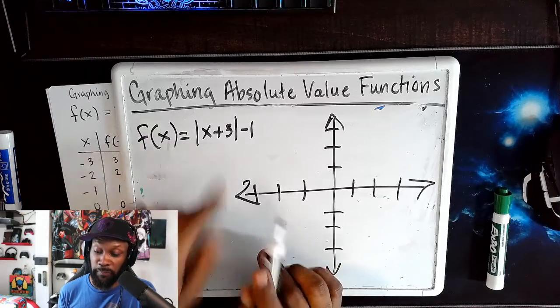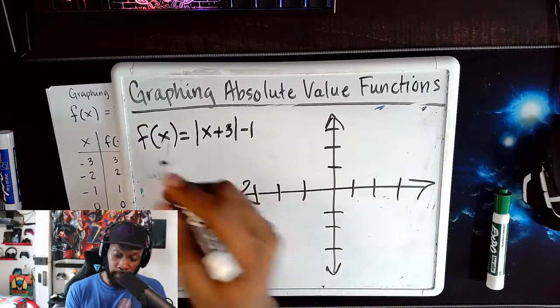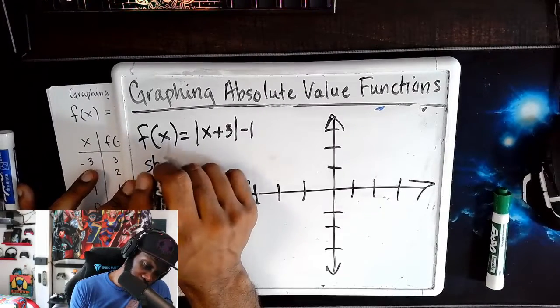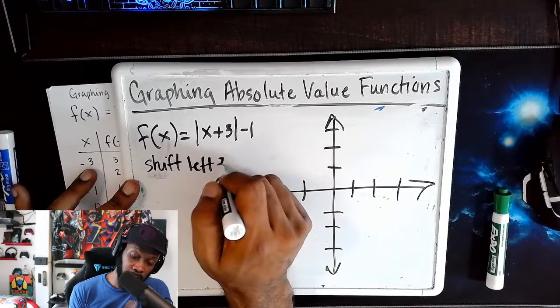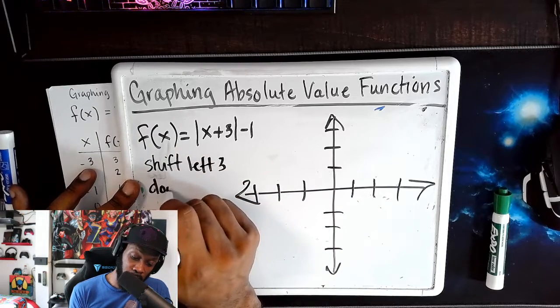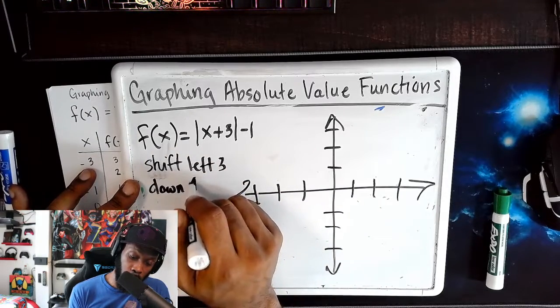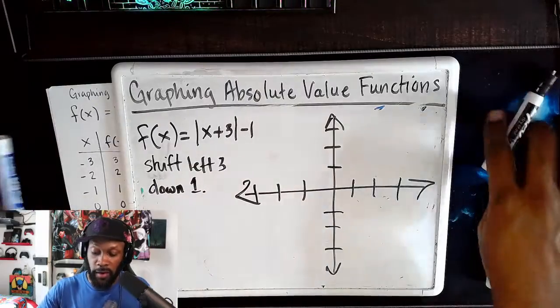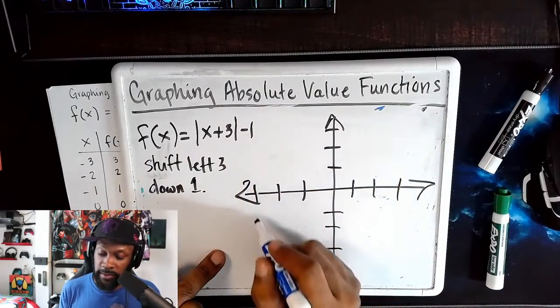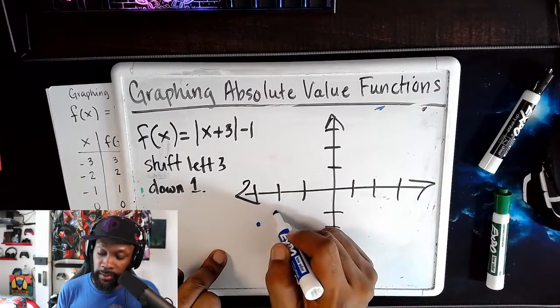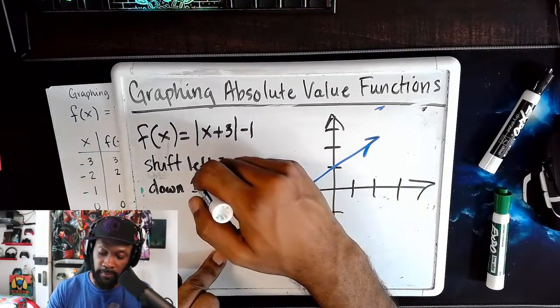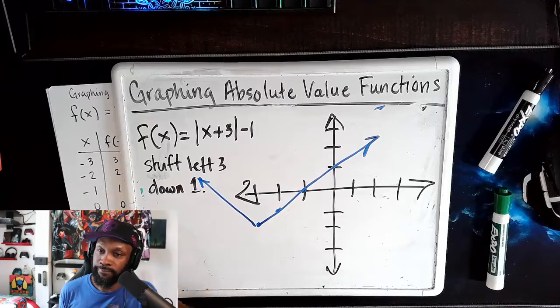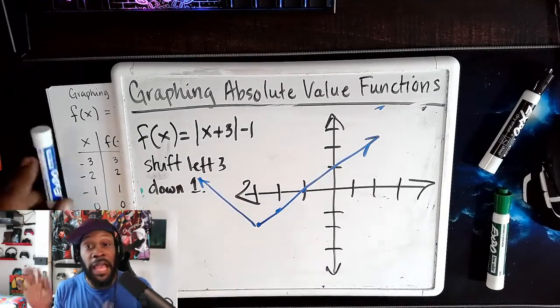So my shift of my graph is left 3 and down 1. So your graph sketch would look something like that. Okay? Give it a shot.